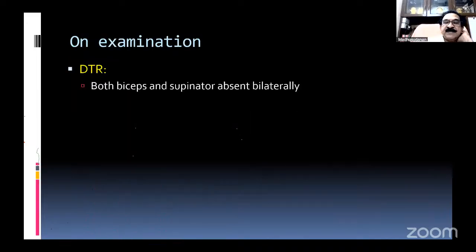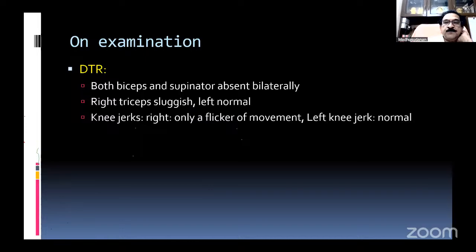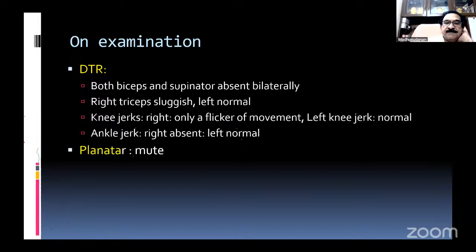Reflexes: both biceps and supinator are absent bilaterally. Right triceps is sluggish, left normally elicited. Knee jerk on the right shows only a flicker of movement, left knee jerk is normal. Right ankle jerk is absent, left is normal. Plantar is mute, and the sensory system is normal.